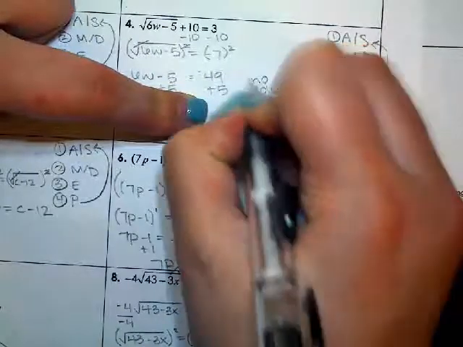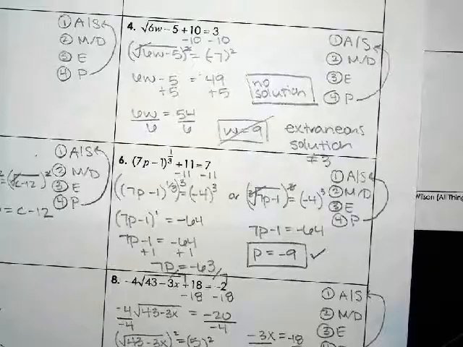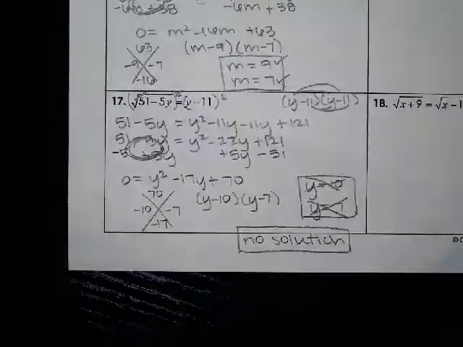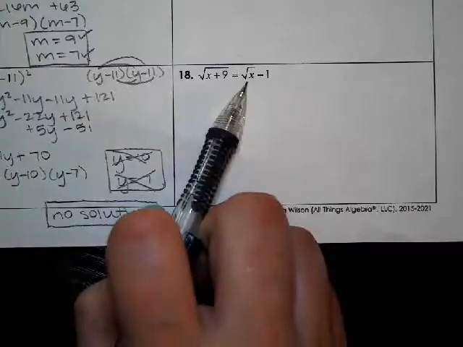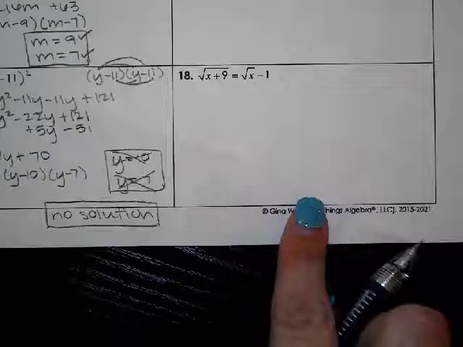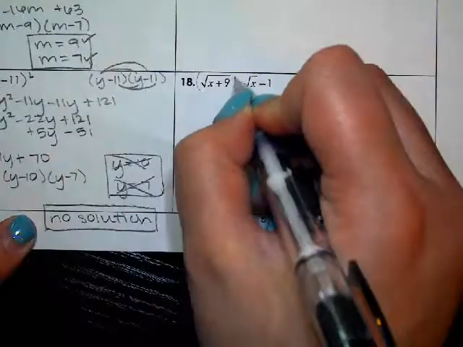Okay. I want to do number 18 because number 18 is a funky looking one. It kind of looks like it might be like number 17, but this has a radical over it. So I think at this point we kind of know how this is going to go, maybe. We're going to square this. We're going to square this. So the left side we already know. The squared and this are going to cancel out. We're going to get x plus 9.